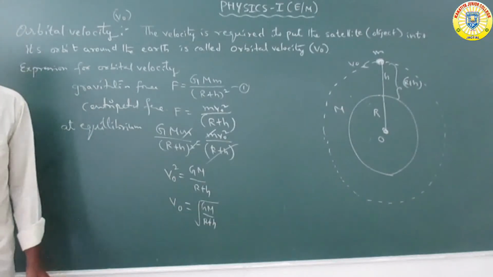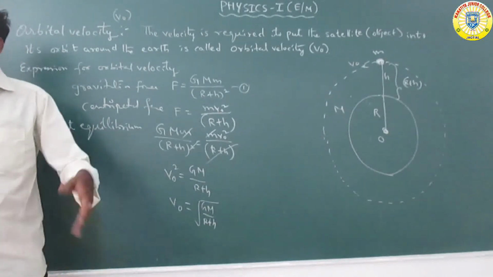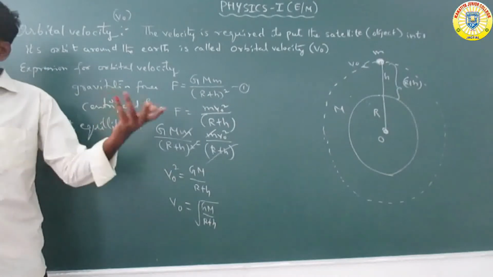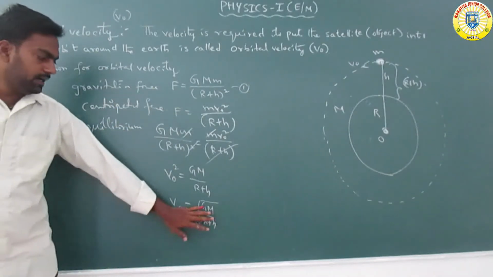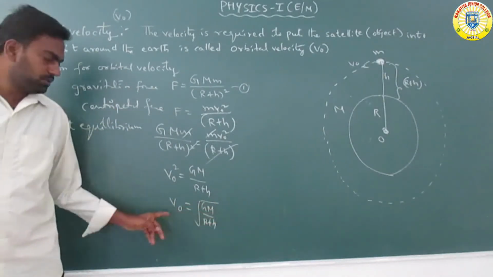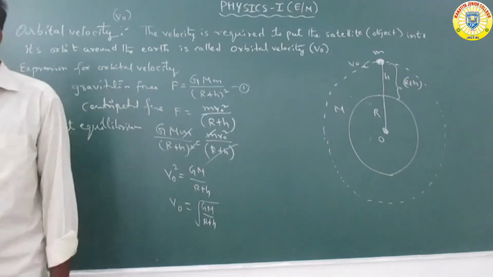And M is the mass of the planet, R is the radius of the planet, H is the height between the planet and the satellite. So already we know all these terms, so as to find out the velocity of the object.